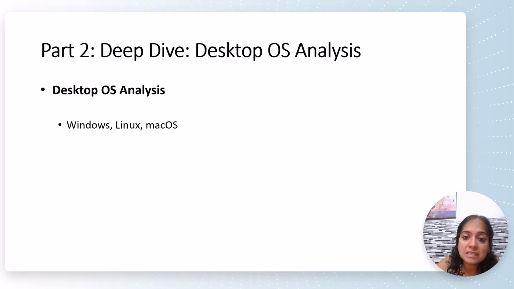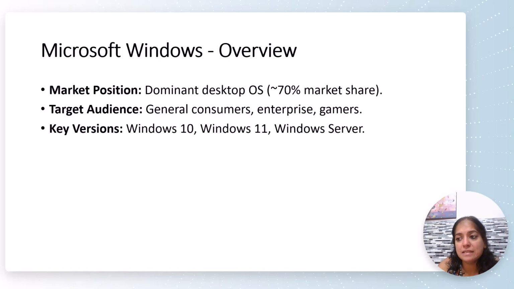So, let's first start the deep dive into the desktop operating system analysis, in which we will discuss Windows, Linux, and Mac. So let's start with Microsoft Windows. Windows is the ubiquitous desktop operating system. Its market share makes it the default target for most consumer software and, unfortunately, for malware authors. Its target audience is incredibly broad, from casual users to gamers to large enterprises using Active Directory and Windows Server.